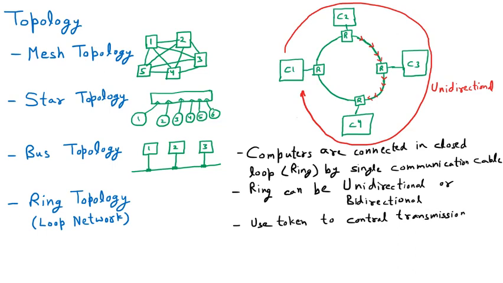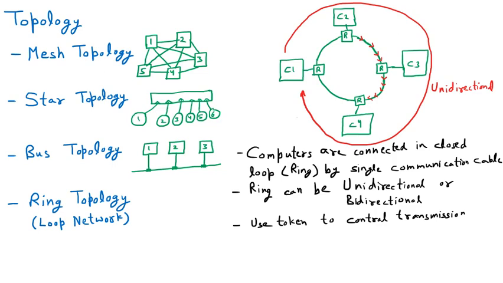Now let us suppose that the topology is bidirectional, meaning data is coming both ways. What will happen? In that case, there will be a collision. To avoid that, there is token management. Tokens are generated, and if anybody has the token, only that person can send the data. With the help of that token management, the ring topology or loop network works.